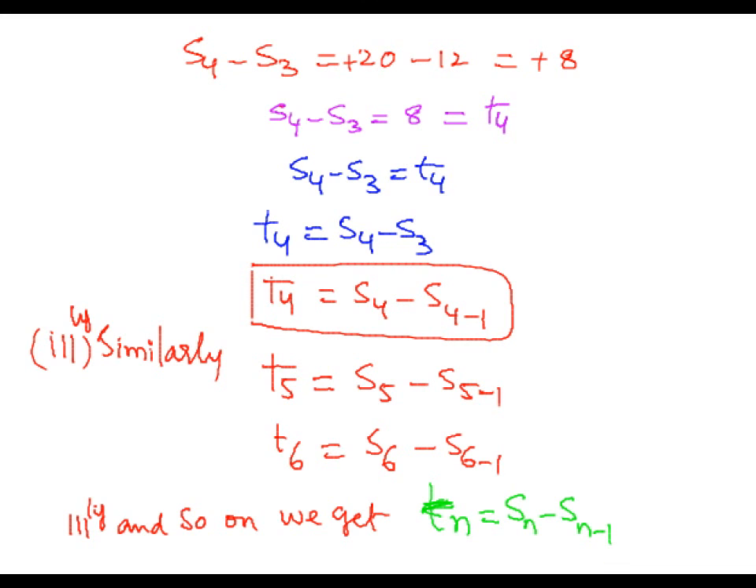So in this manner we have proved that in order to get the nth term, we have to subtract S(n minus 1), the sum of n minus 1 terms, from S(n), the sum of n terms.